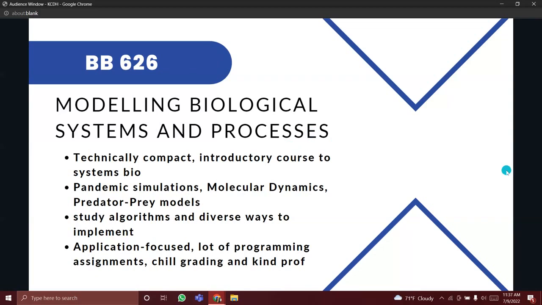So, coming to the courses, the one I did first was BB626, Modeling Biological Systems and Processes. It's a very technically compact course, I'd say a very good introduction to systems biology, which is kind of approaching biology in a system sense. Not really going too reductive into it, not really going into the very molecular biology of it, but applying mathematical models to how you can simulate certain biological patterns that you see which emerge in that field.